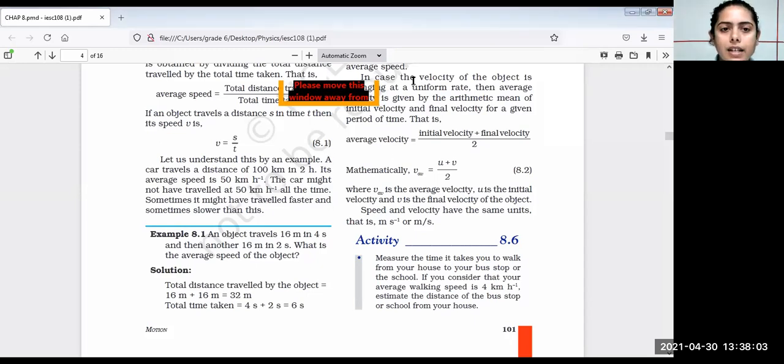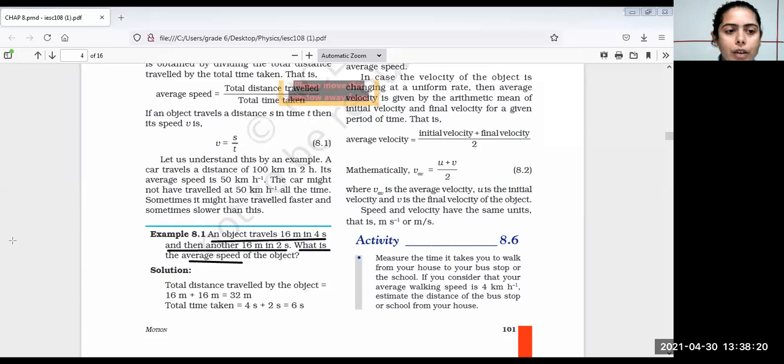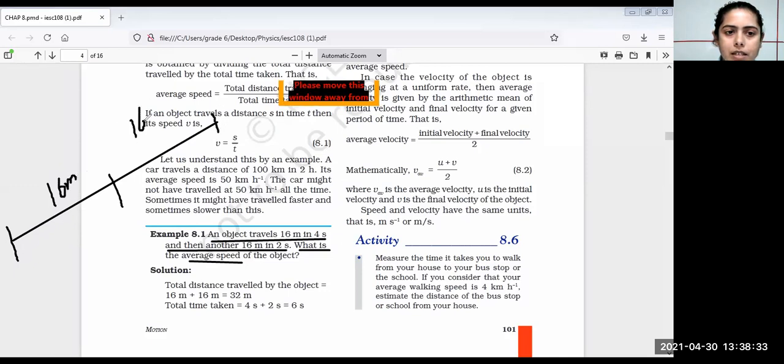The question is, let's read the question. An object travels 16 meter in 4 seconds, then 16 meter in 2 seconds. What is the average speed of the object? If you can draw the figure for this, let's say this is the total path covered. The object is going to cover the first 16 meter and then the next 16 meter. First 16 is covered in 4 seconds. Next 16 is covered in 2 seconds. What is the average speed?